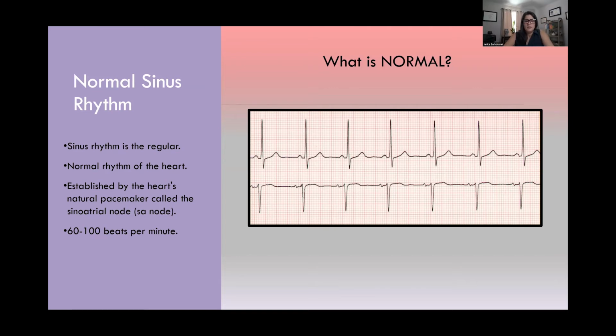And then let's count the QRSs to know the heart rate. So we have 1, 2, 3, 4, 5, 6, and 7. 7 QRSs times 10, that gives me 70 beats per minute. So that's within what normal sinus rhythm is. So this is what normal is. This is what normal looks like.